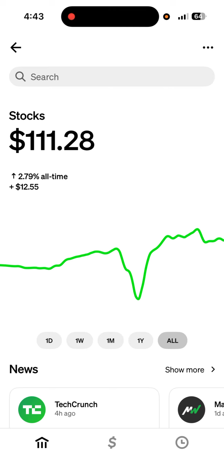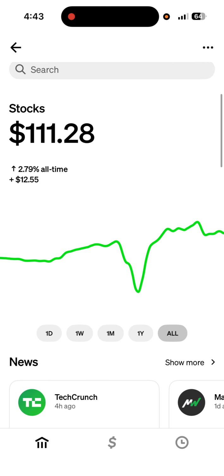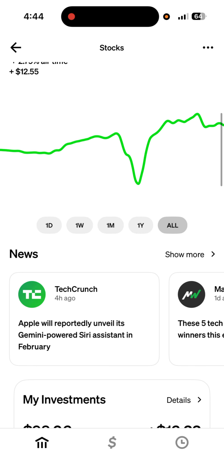You don't need a whole lot of money to start investing. All you need is just $1, and you can start making money, growing your money, increasing your wealth, and getting into the stock market. So I'm going to show you my portfolio. Now, as you can see, my portfolio right now is at $111.28. This is a small account that I have.